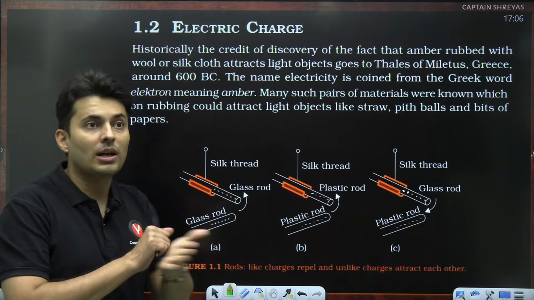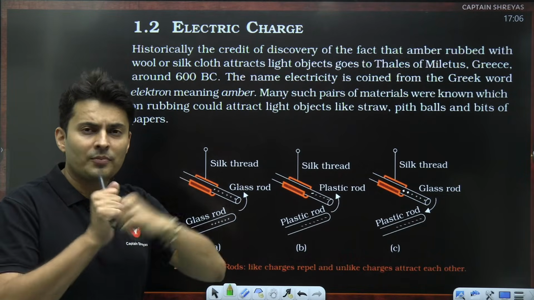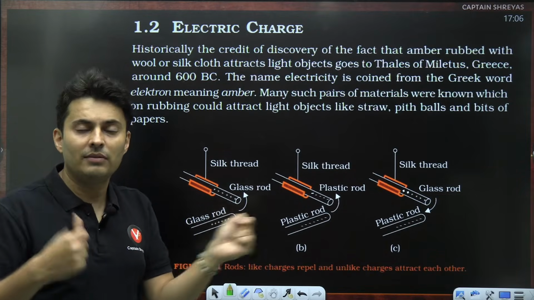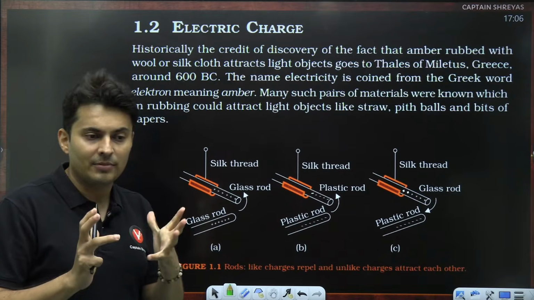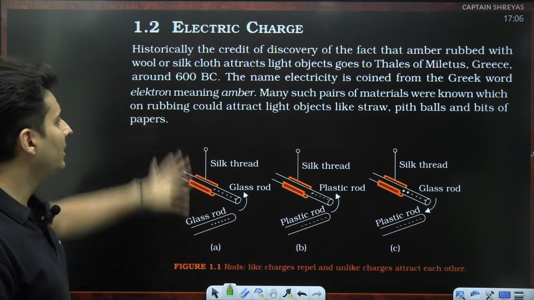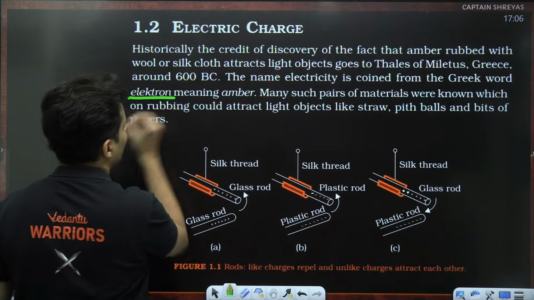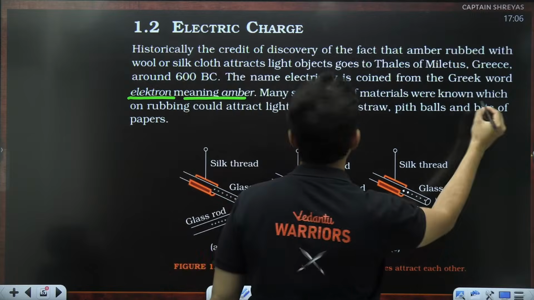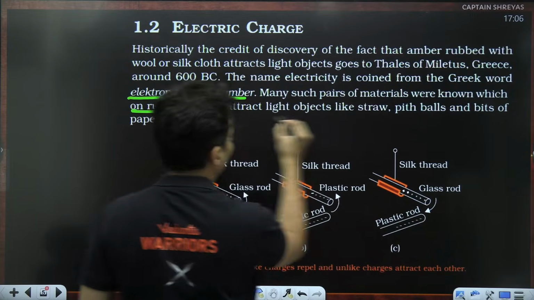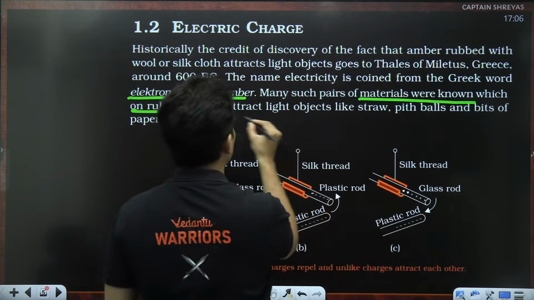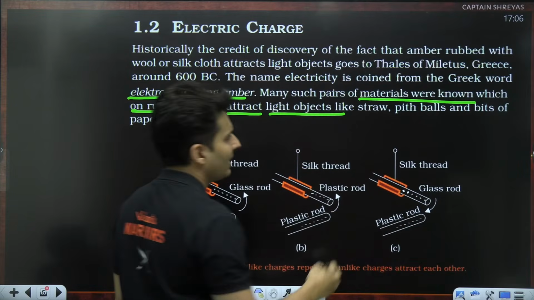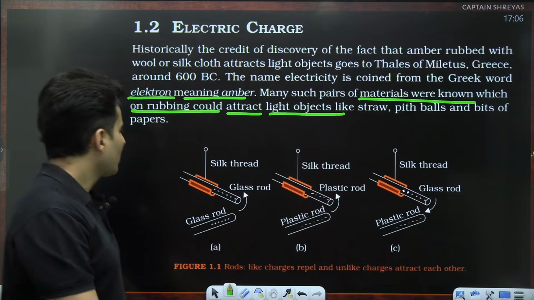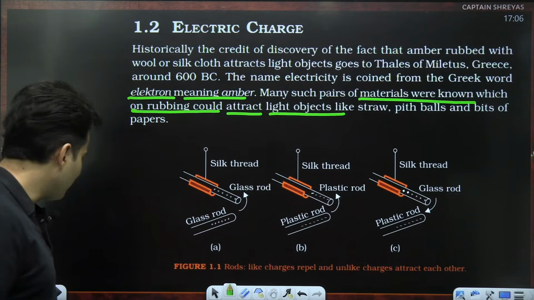People knew that when you rub some cloth on some object, or rub two objects together, they were known to attract or repel a few things. So people knew that there is something, and they attributed it to something called electron, meaning amber. And there were many such pairs which were known, on rubbing, to attract objects like plastic, paper, or pith balls and stuff like that. So that is the history of charges.